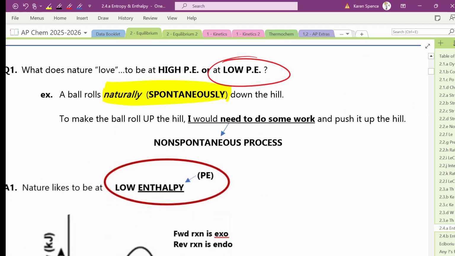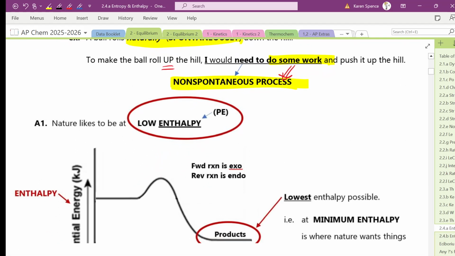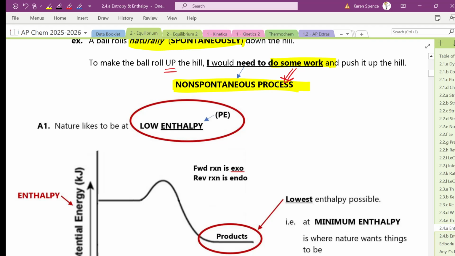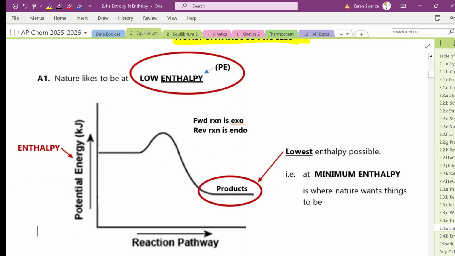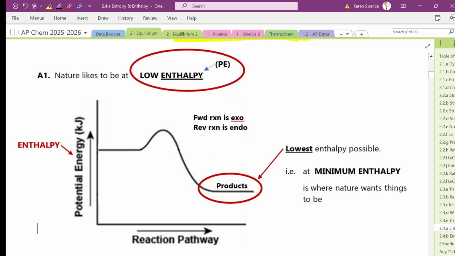To make a ball roll up the hill, what if I wanted the ball to roll up the hill? I would need to do some work. If I do some work, that is a non-spontaneous process. So nature likes to be at low enthalpy, low potential energy. So nature likes exothermic reactions.